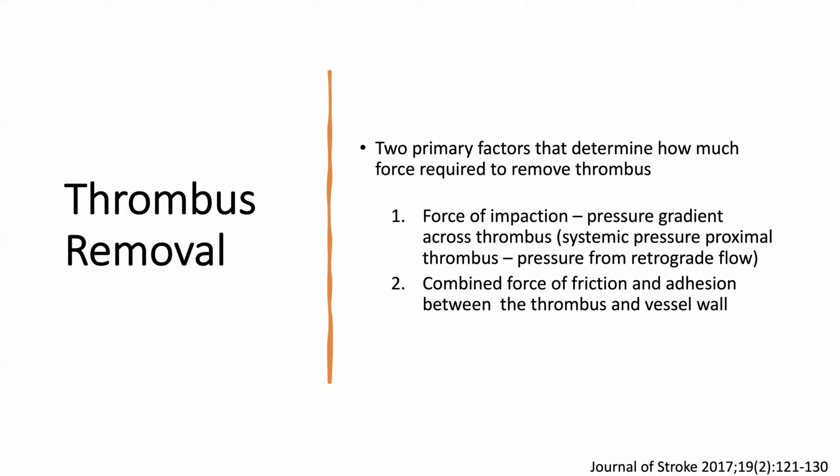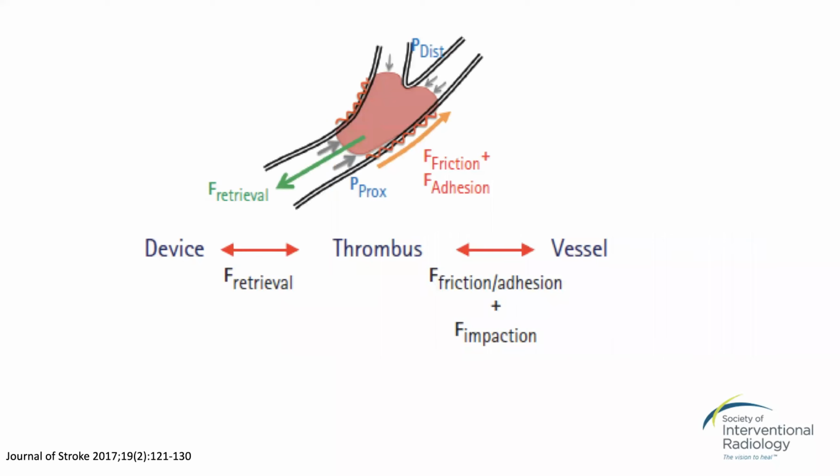So there are 2 primary factors that determine how much force is required to remove thrombus. One is the force of impaction, which is a pressure gradient across the thrombus. So it's the systemic pressure proximal to the thrombus minus the pressure from retrograde flow distal to the thrombus. And then there's some combined force of friction and adhesion between the thrombus and the vessel wall. So in this little diagram, you can see the pressure distal and then the pressure proximal. So this force gradient will determine how well you can remove the thrombus. And then there's friction here with the thrombus against the vessel wall.